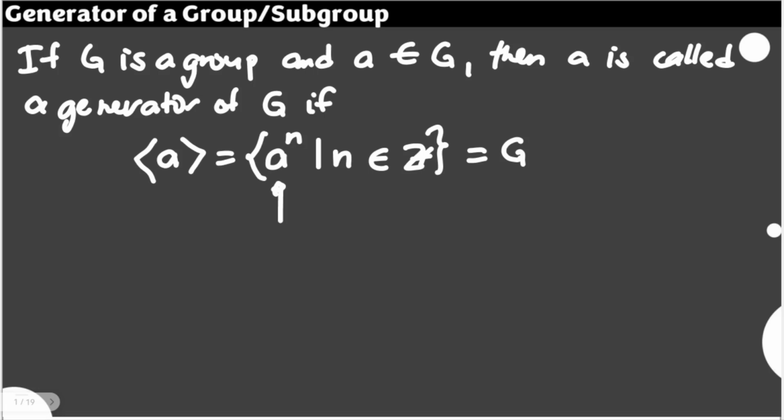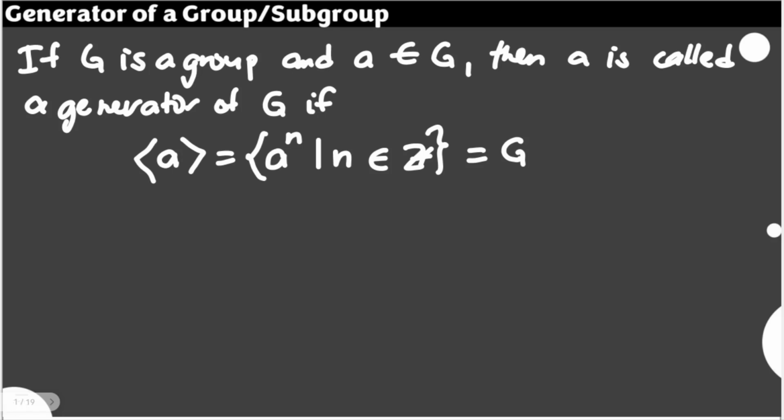So the point here is that a generator is an element of the set or group that, when operated to itself, will generate the entire group. So that is actually what we call a generator.